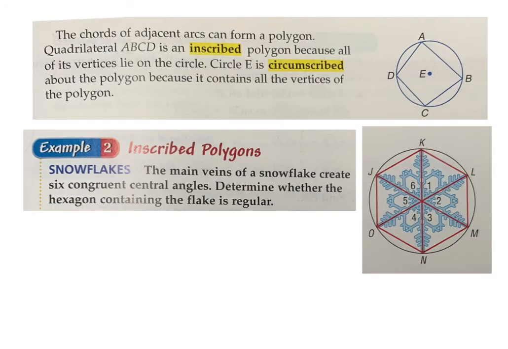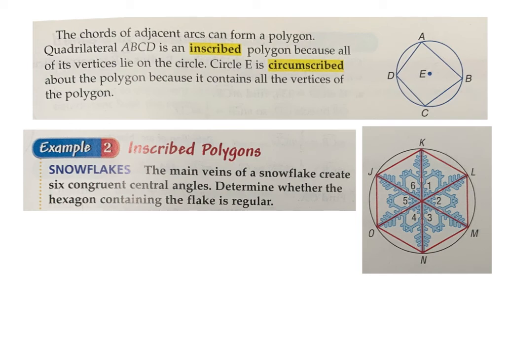Some more terminology here. The chords of adjacent arcs can form a polygon. This quadrilateral that they have, ABCD, is an inscribed polygon because all of the vertices lie on the circle. Inscribed means that all of the vertices lie on the circle. Circle C is circumscribed about the polygon because it contains all the vertices of the polygon. So in this example, we have circle E and polygon ABCD. The polygon is inscribed in the circle, which means the circle circumscribes the polygon. Those are the two terms.